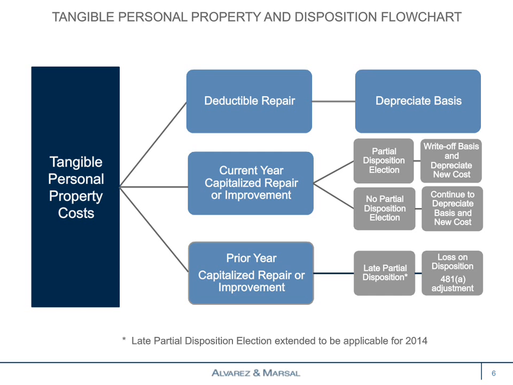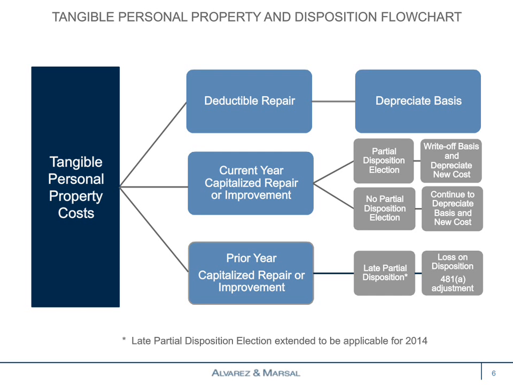in the case where you have a current year expenditure that is capitalized, and I'm using these terms repair or improvement really loosely in this context, but in the case where under the repair regulations you have to capitalize a cost, whether it's via renovation or something along those lines, you have an option. You have an option to make a partial disposition election or to not make a partial disposition election.